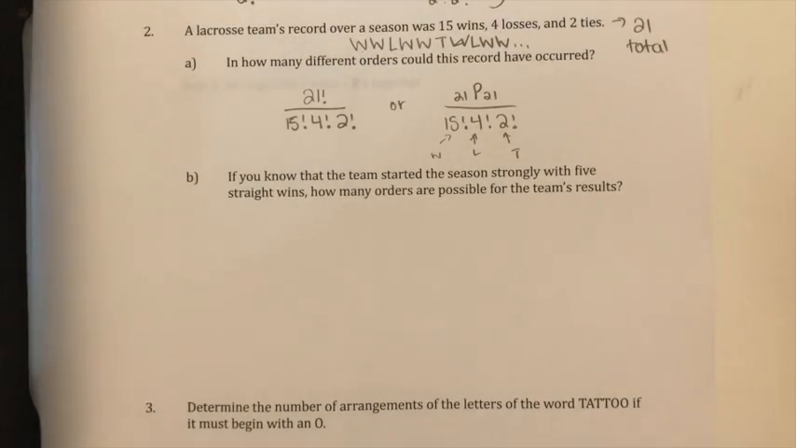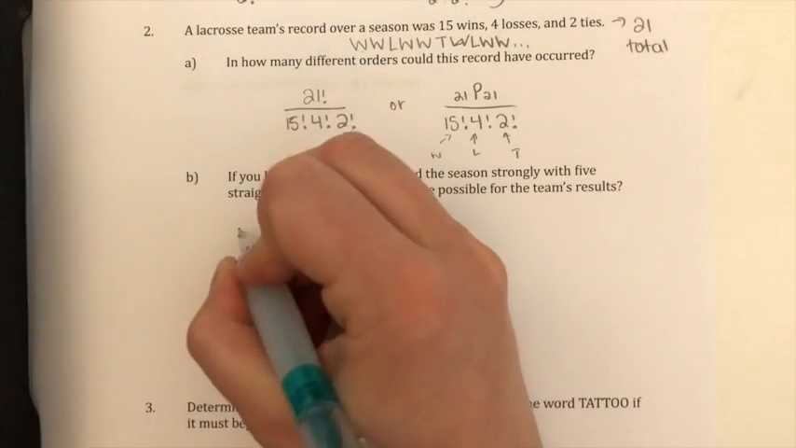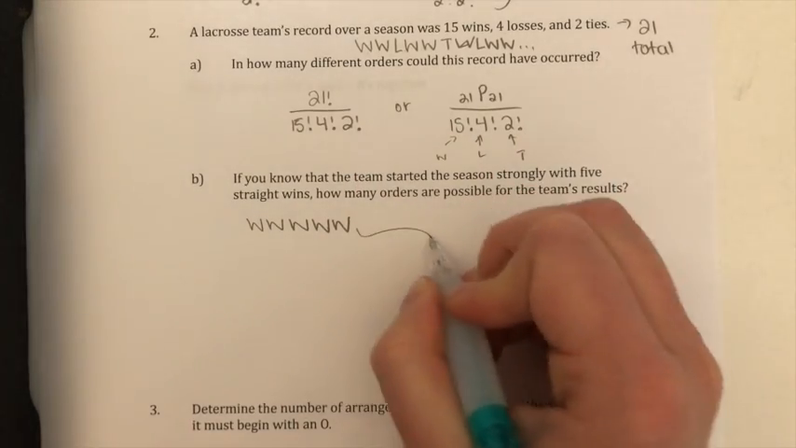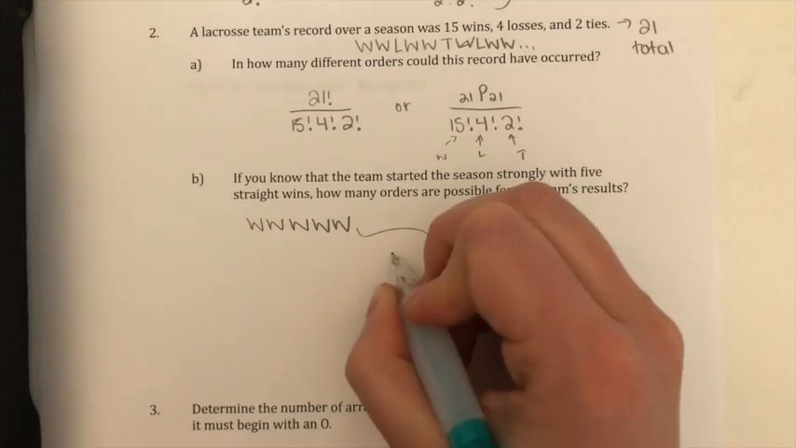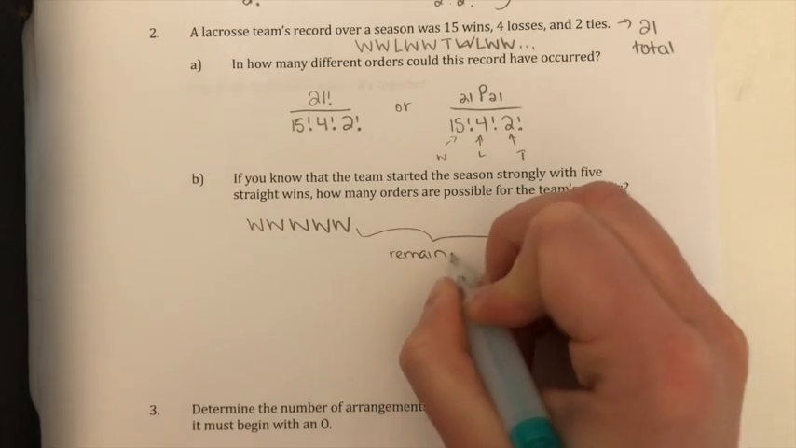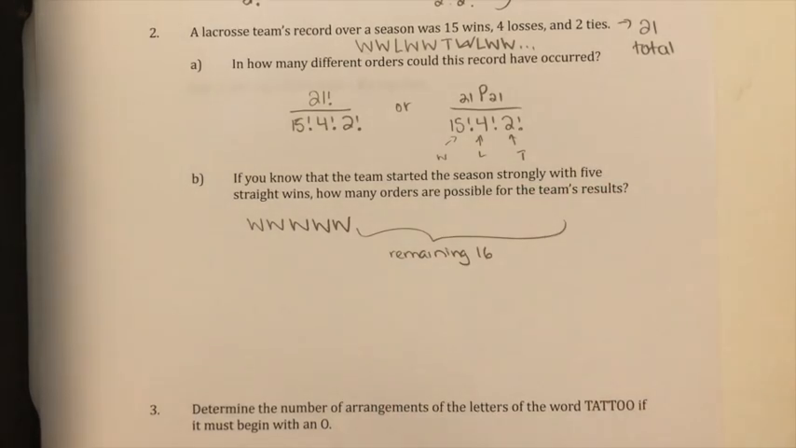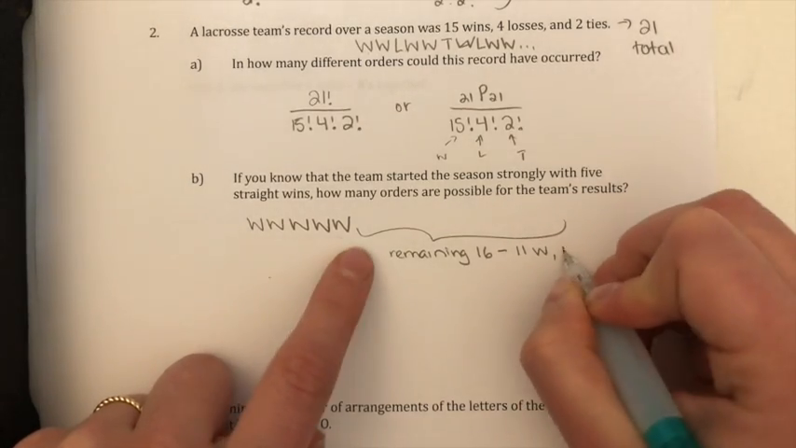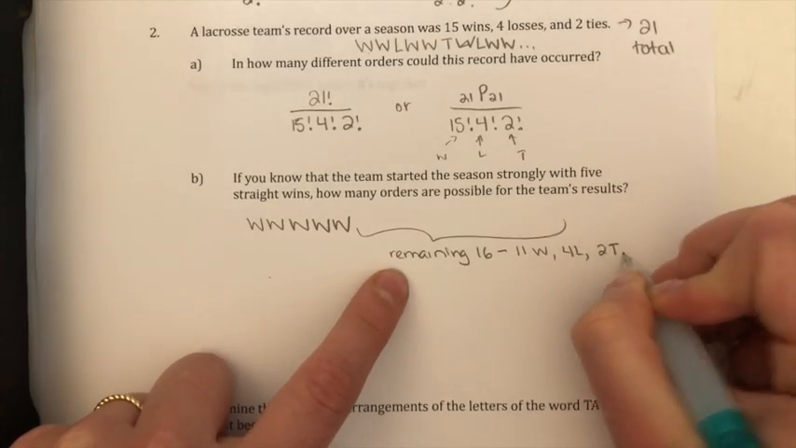If we know that the team started out the season strongly with 5 straight wins, how many orders are possible for the team's results after that? So we want to say, okay, the first 5 were all wins, then the remaining 16 games are still a mystery. So if we think about that, we still have 11 wins left, 4 losses, and 2 ties.